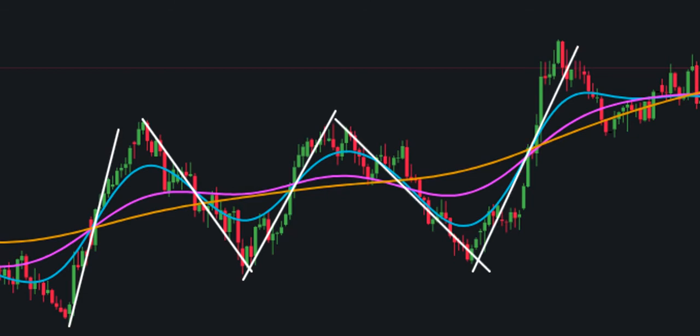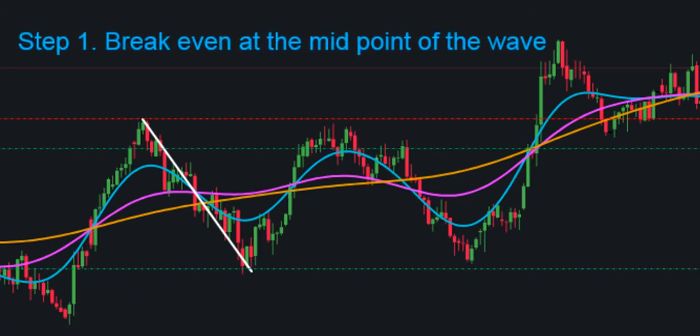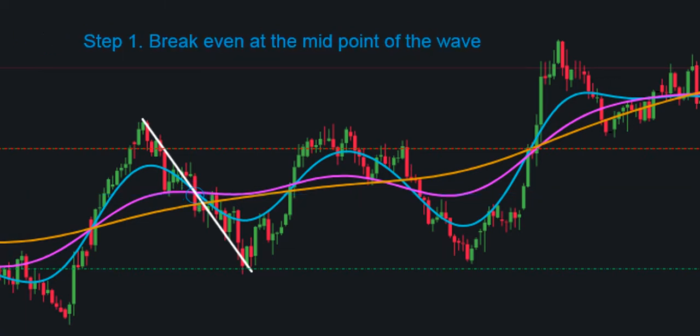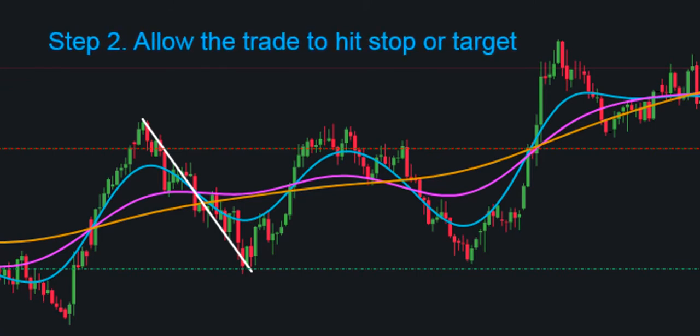Here is an example of a wealth crossover Bespoke Method. Step 1. Break even when price reaches the midpoint of the wave or the initial crossover of the blue and purple lines. Step 2. Once the stop is at break even, allow the trade to either hit the stop loss or hit the take profit.